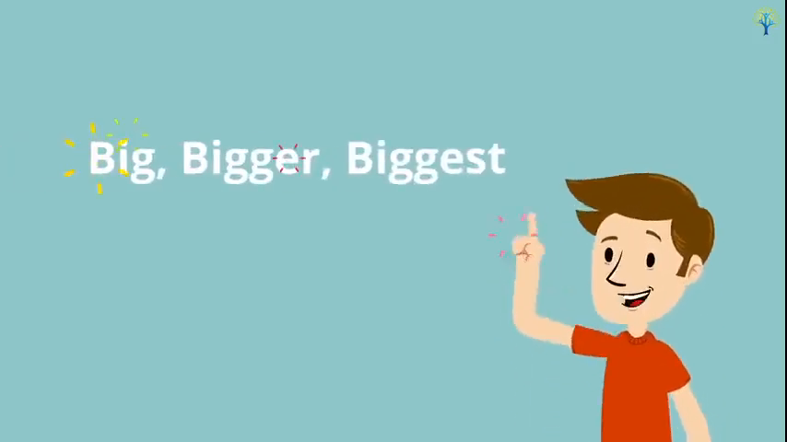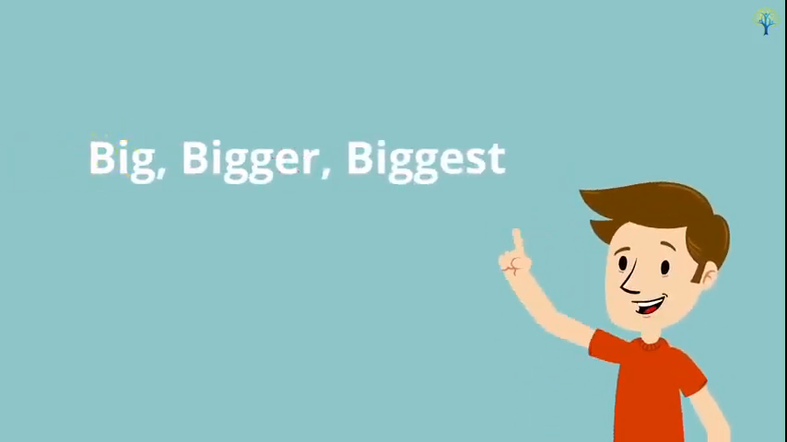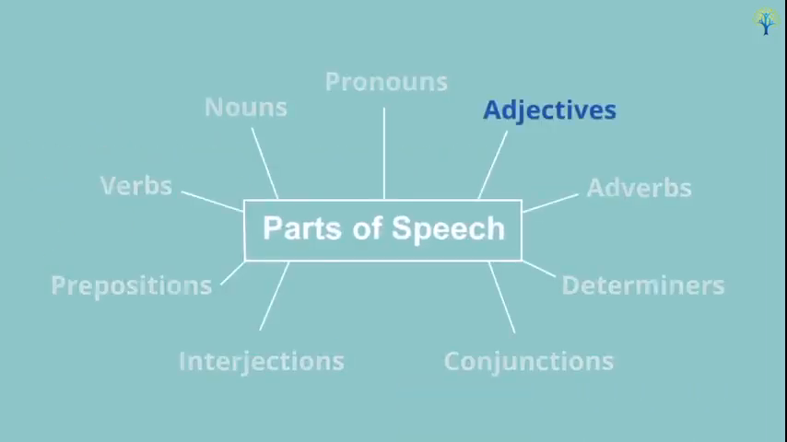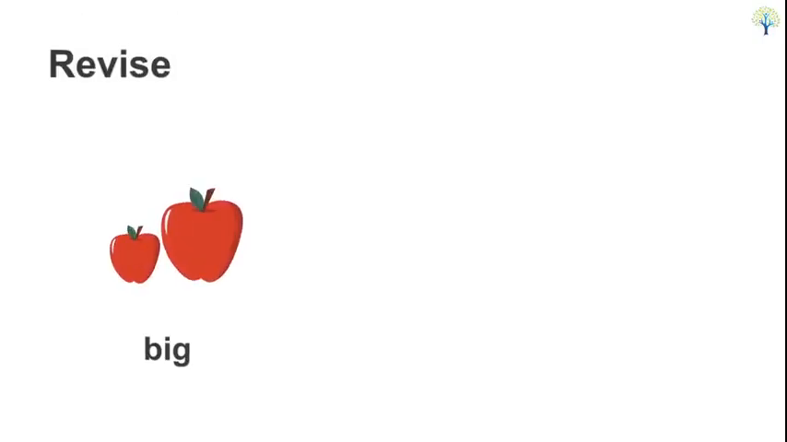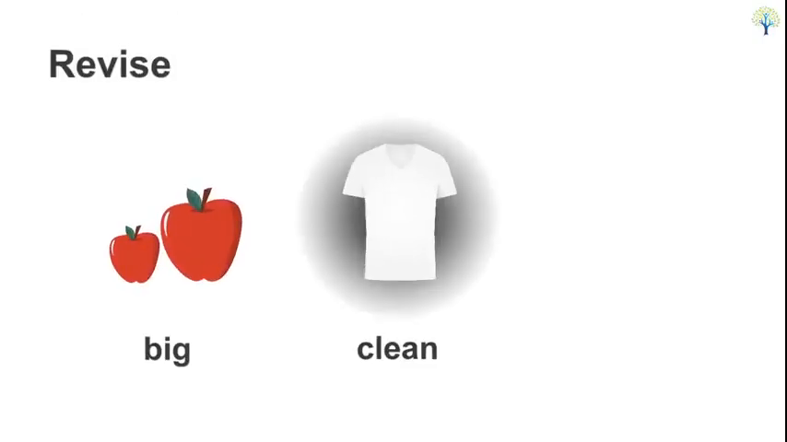In this video, you will learn about words that are used to compare two or more nouns. Comparatives and superlatives are adjectives. As you have learned earlier, adjectives are used to give more information about a noun.